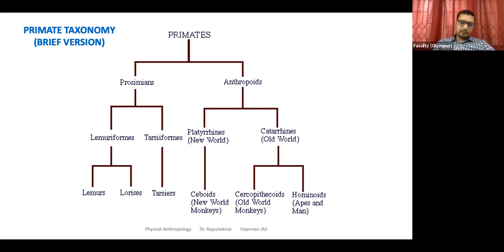Okay, let's first finish talking about prosimians, primitive monkeys. Primitive monkeys are of two categories. What are they? Lemuriformes and Tarsiformes. This is an infra order, but don't worry. Prosimians are of two types: Lemuriformes and Tarsiformes.